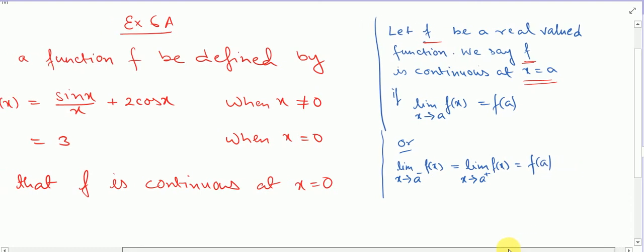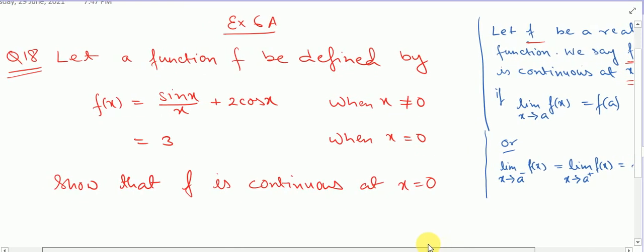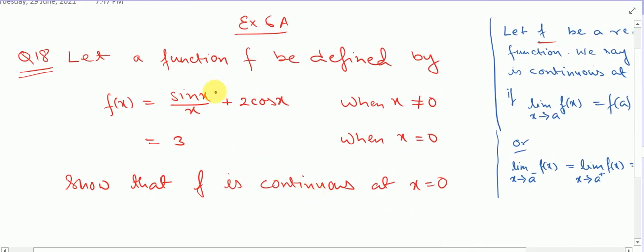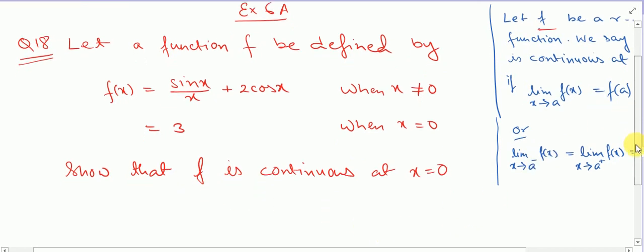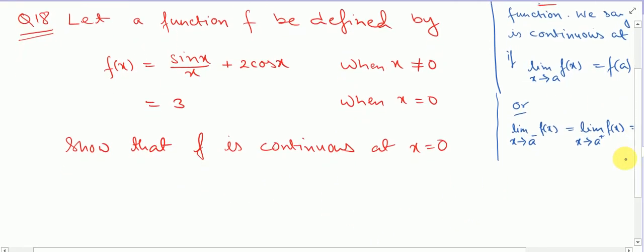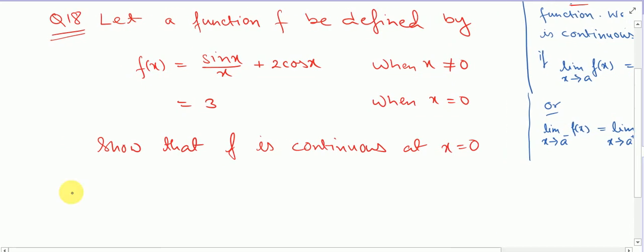So now let us see question number 18. Here it says, let a function f be defined by sin x upon x plus 2 cos x if x is not equal to 0, and f(x) will be 3 if x is 0. Show that f is continuous at 0. So we have to show that this is continuous at 0. See over here.